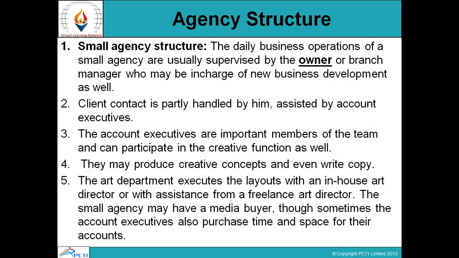When we talk about agency structure, there are different kinds of agency structure. Out of many, the first one is the small agency structure, and it involves the daily business operations of small agencies. These are usually supervised by the owner or a branch manager who may be in charge of new business development as well.